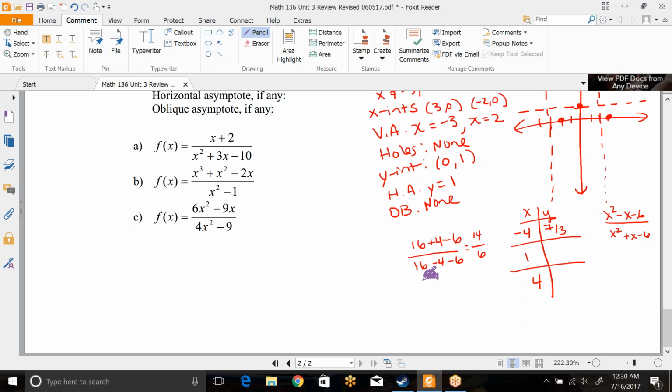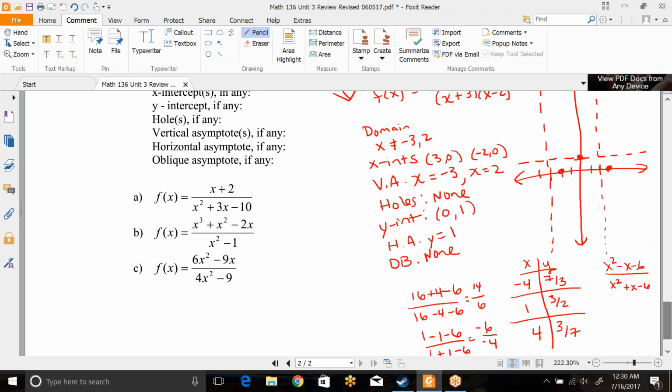If we plug in positive 1, that's 1 minus 1 minus 6 over 1 plus 1 minus 6. That would be negative 6 over negative 4. That's going to turn out to be a positive 3/2. And then if we plug in 4, that'd be 16 minus 4 minus 6 over 16 plus 4 minus 6. So it's just reversing this. So this would be 6 over 14, which is going to be 3/7. So that should be enough to get us points to graph this.